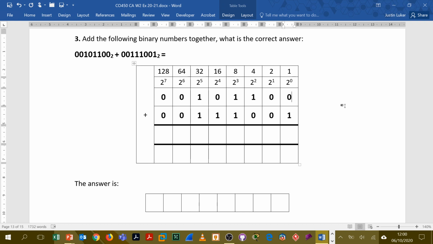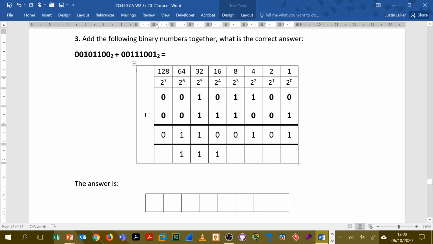So 0 and 1 is 1. 0 and 0 is 0. 0 and 1 is 1. 1 and 1 is 0, carry the 1. 0 and 1 plus the 1 is 1 and 1, so 0, carry the 1. 1 and 1 and 1 is going to be 1, carry the 1. 0, 0, 1 and 0. There we go.